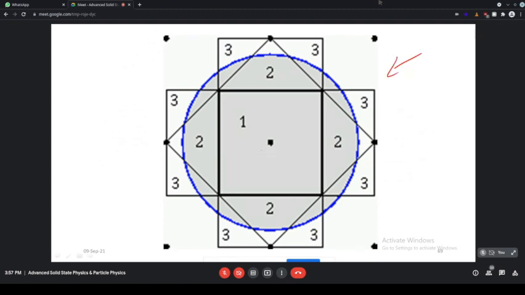Let us consider this figure. This is the first Brillouin zone. Can we say that it is completely filled? Yes. Can we say that the first Brillouin zone is completely filled with the electrons?